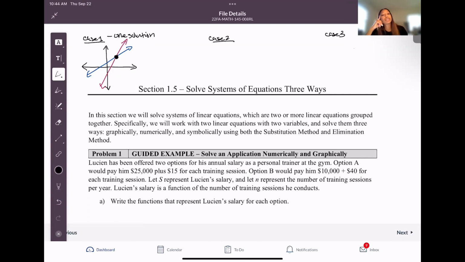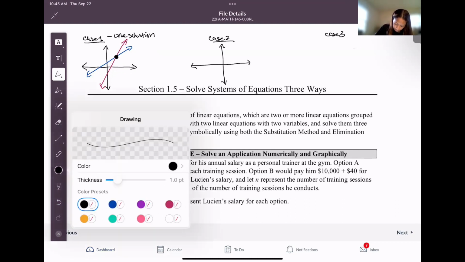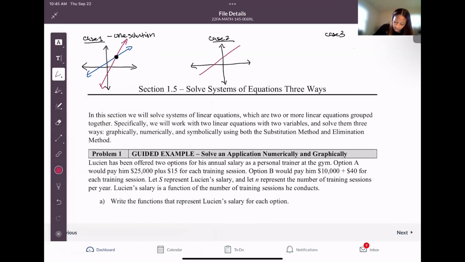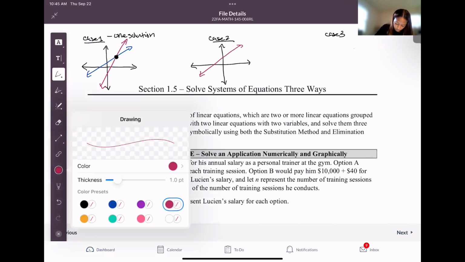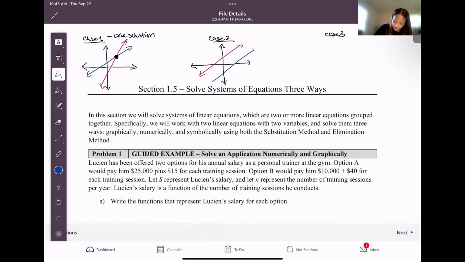All right, then case 2 is kind of the opposite of this. If our graphs have different slopes, they're gonna end up intersecting somewhere. But if our graphs have the same slope, but different y-intercepts, they never intersect. We end up with parallel lines. So if we have 2 graphs, or 2 lines, I should say, with the same slope and different y-intercepts, we have parallel lines.